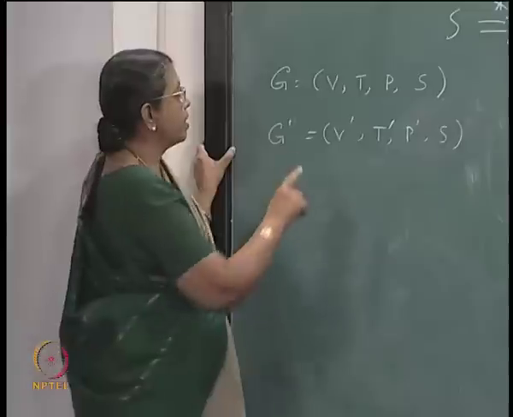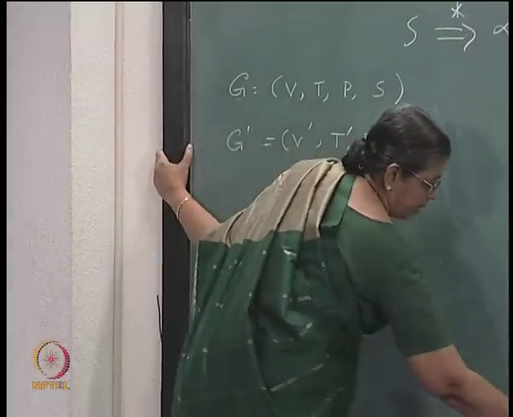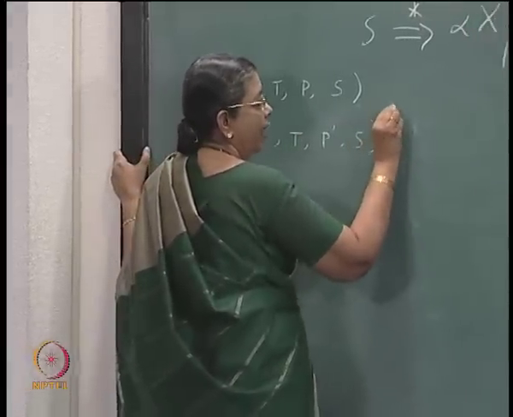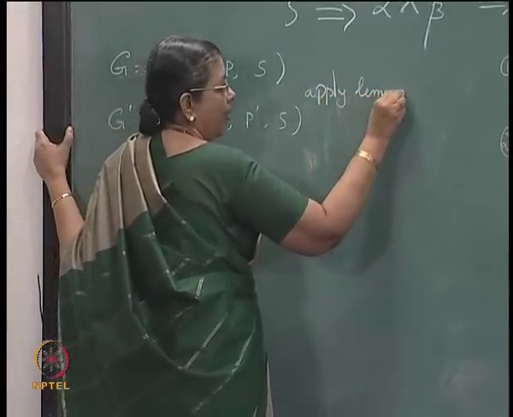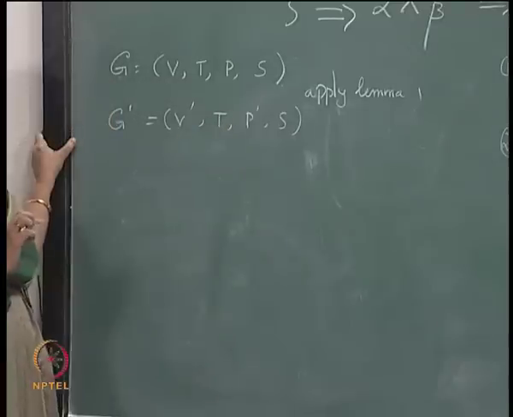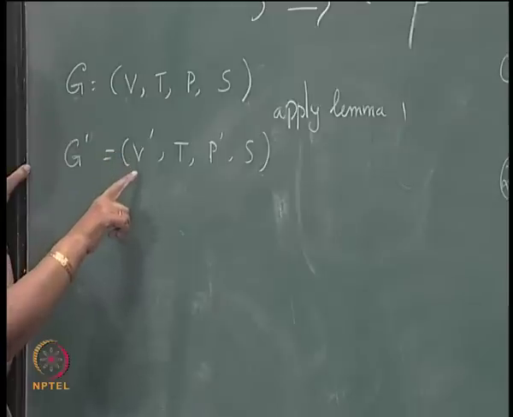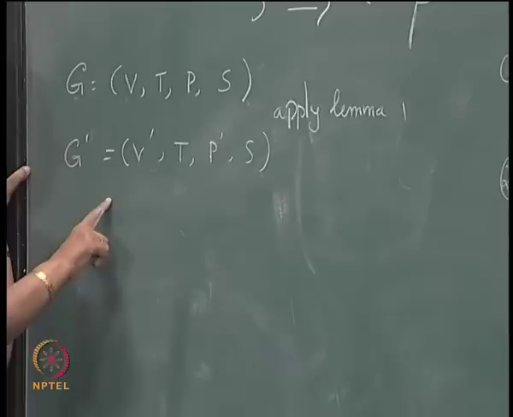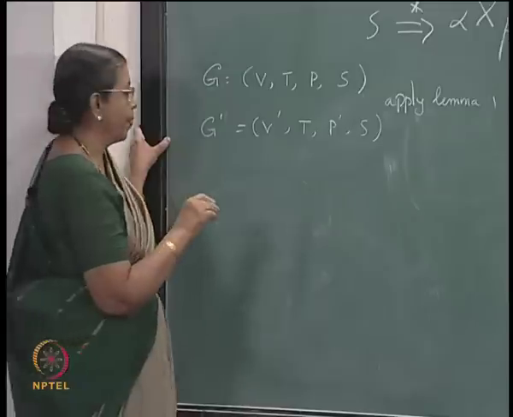So, start with the context free grammar G is equal to V, T, P, S. Then consider the first lemma. Apply lemma 1, that is you make sure that from every non-terminal it is possible to derive a terminal string. Then you get a grammar V dash, T, P dash, S. These two grammars are equivalent, but from this grammar, from every non-terminal it is possible to derive a terminal string.